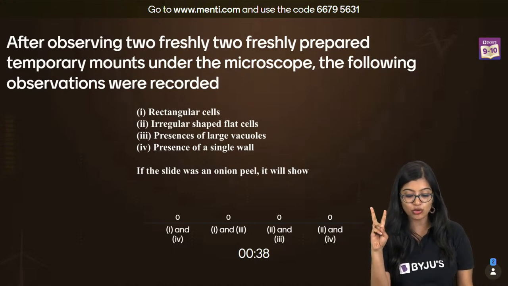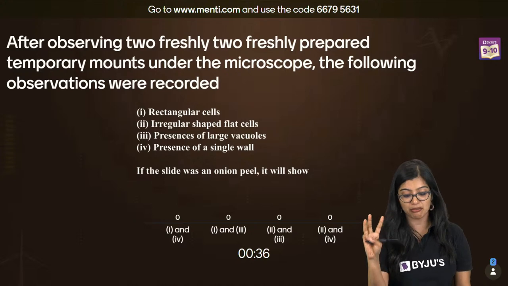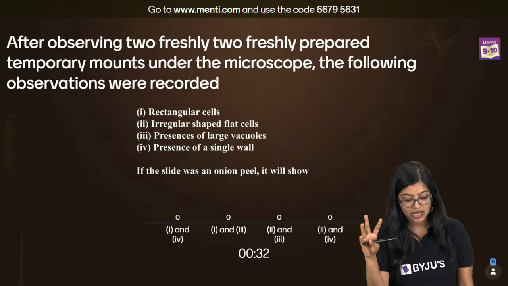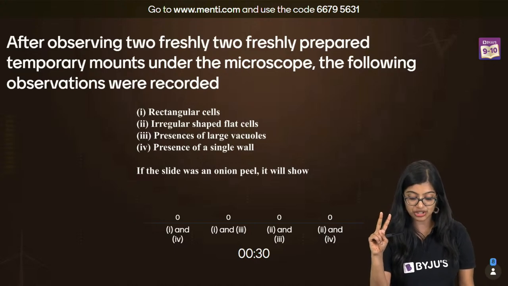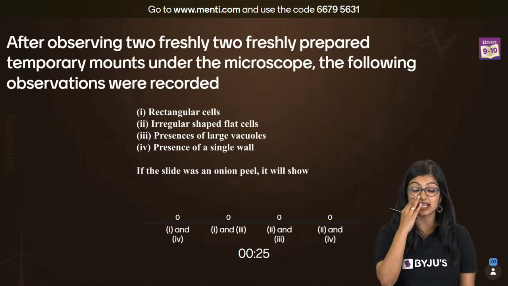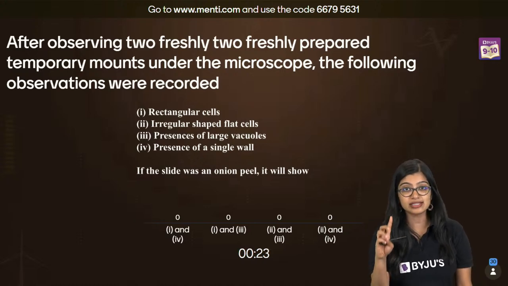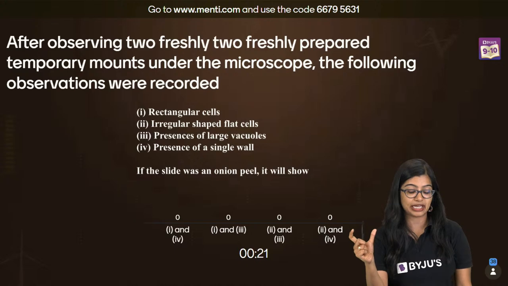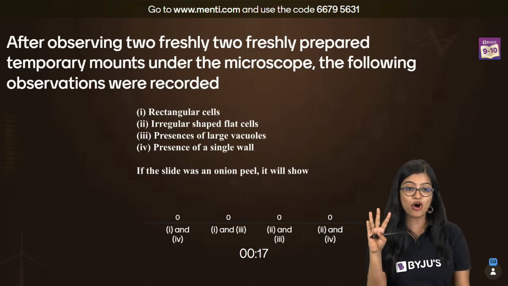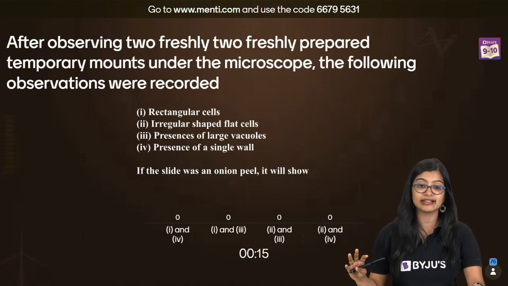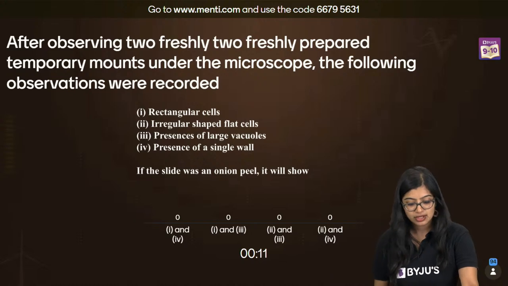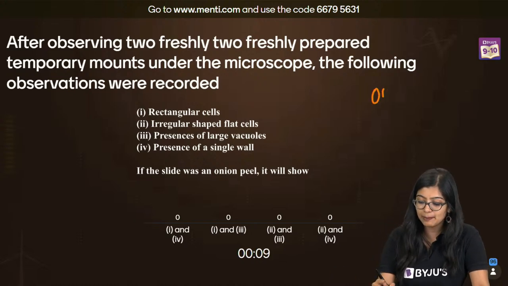After observing two freshly prepared temporary mounts under the microscope, the following observations were made: rectangular cells, irregularly shaped flat cells, presence of large vacuoles, and presence of a single wall. Now, if one slide was said to be an onion peel, what would we observe? You have four options from which you need to identify the correct answer. Very good question, very easy. Onion peel.